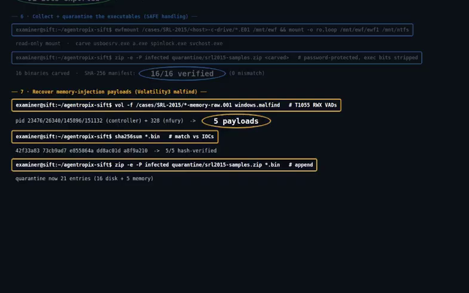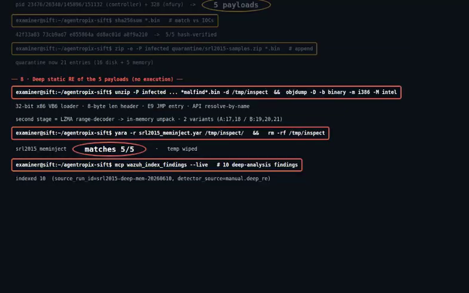Finally, we are moving to the 16 malicious executables that are carved from the read-only mounted image into the encrypted quarantine. Their hashes are verified against the manifest entries. Okay, and then we have the memory pilot.